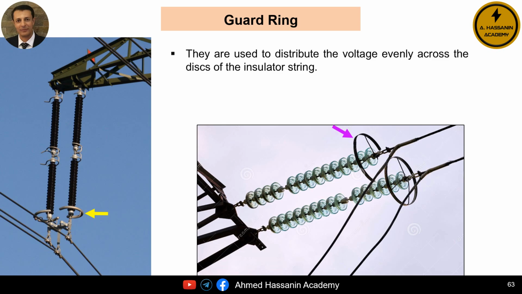To solve this problem, guard rings or metallic rings are used to redistribute the electrical voltage equally across all the discs in the insulator string of the overhead transmission line. By doing this, the problem of unequal capacitive effects along the insulator string, which causes non-uniform voltage distribution, is resolved.